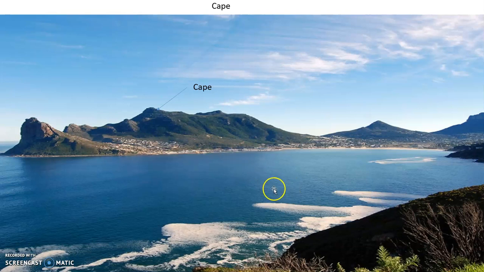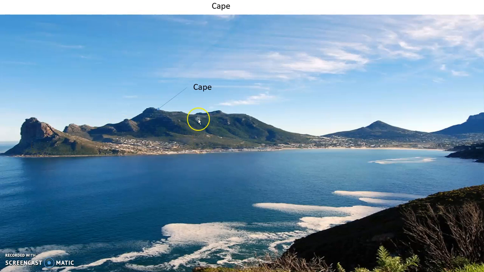For example, in this picture here, can you see that dent that goes inland? Can you see that curve that is along the coastline? That will be your bay. But where there's a bay, there's always a cape. Okay, so the cape is a piece of highland that goes into the sea. There is your piece of highland extending into the sea, a piece of highland that juts into the sea.